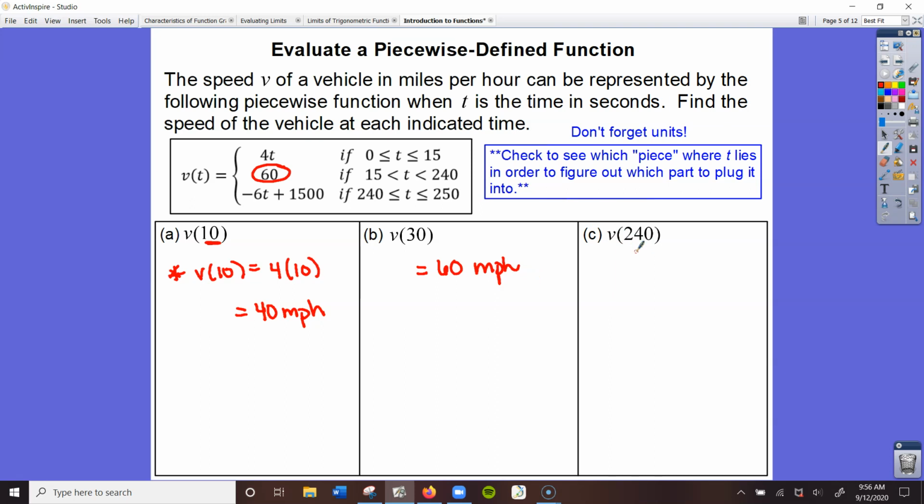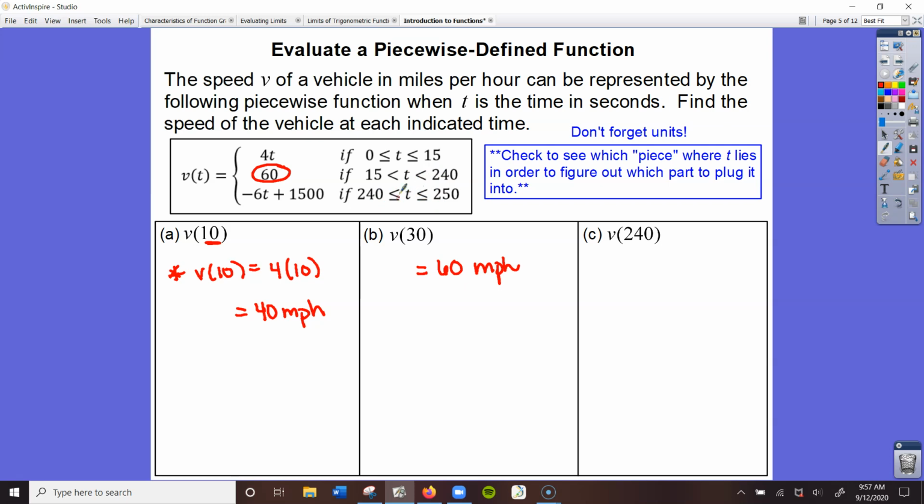For v of 240, we get that 240 is between 240 and 250, obviously, but then we also see the 240 right here. So how do I know which one I plug it into, or which one of these pieces I'm going to use? Well, we can see here that t is between 15 and 240, but it does not include 240, because t does not equal 240.